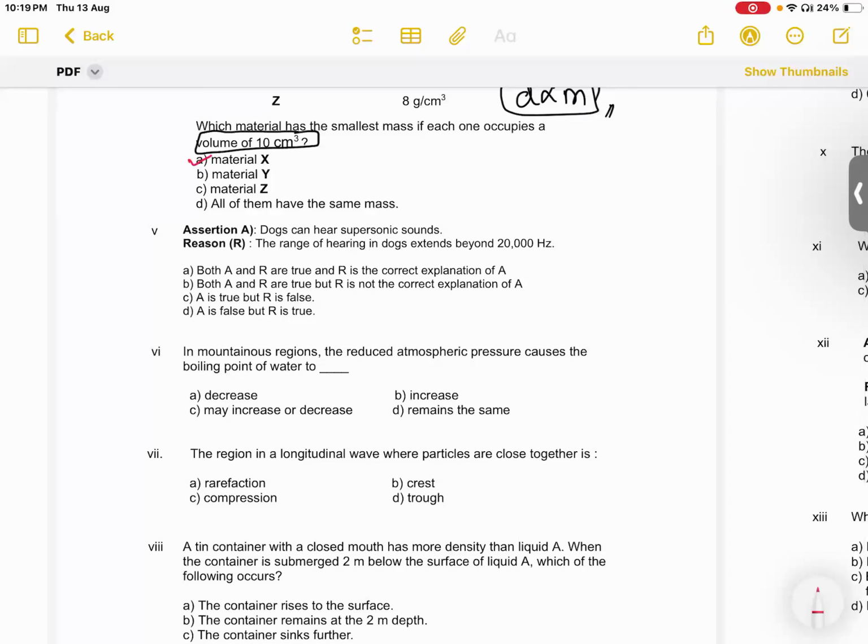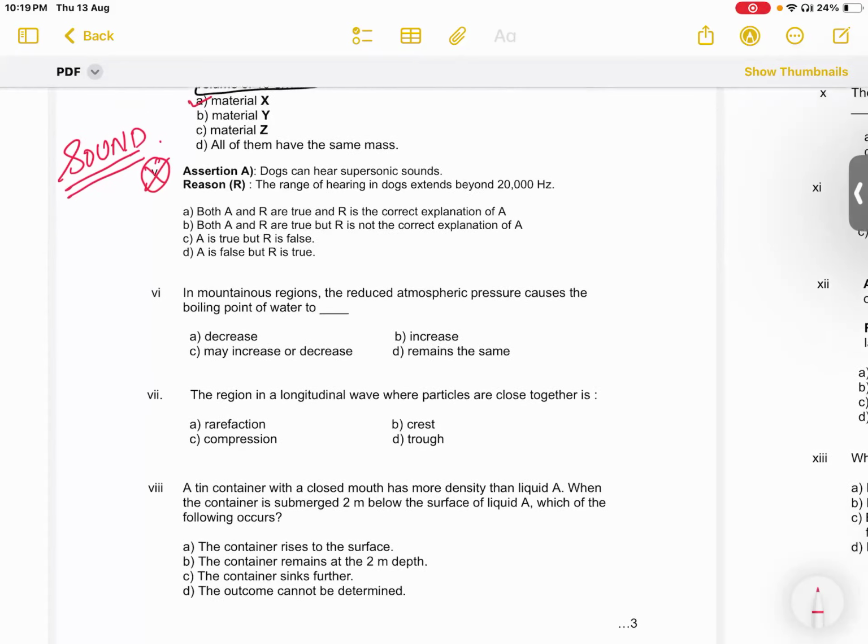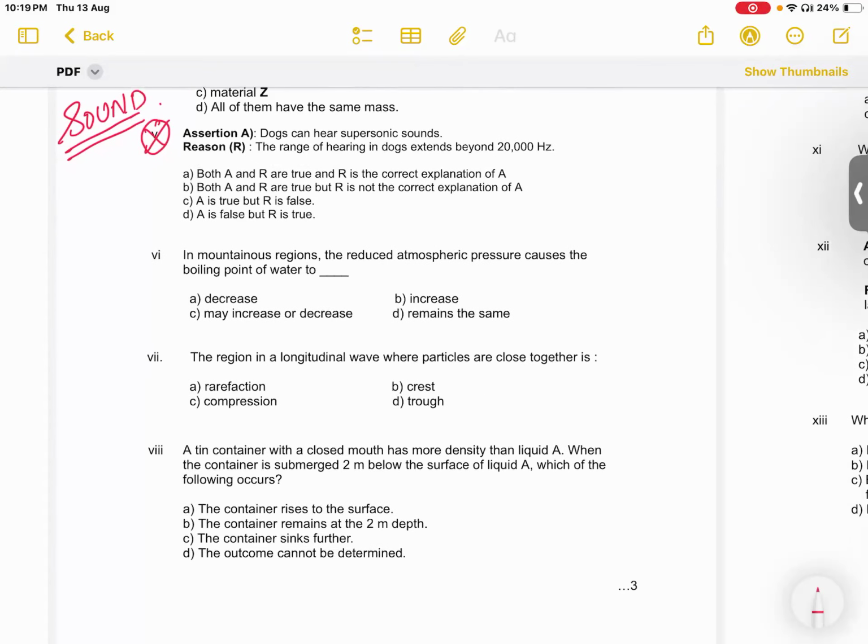Dogs can hear supersonic. Okay, this is not the question you have, guys. It is from the chapter Sound. Luckily, we don't have sound, we have heat. In mountainous regions, the reduced atmospheric pressure causes the boiling point of water to change. So again, guys, if I talk about this setup, this is from chapter number 4, and chapter number 4, part B from the old textbook.